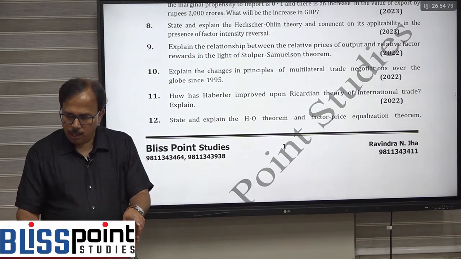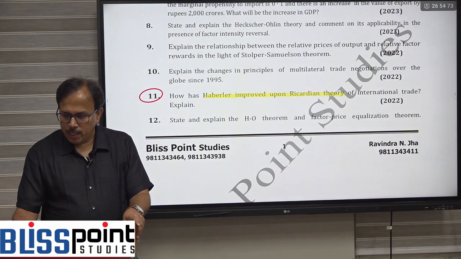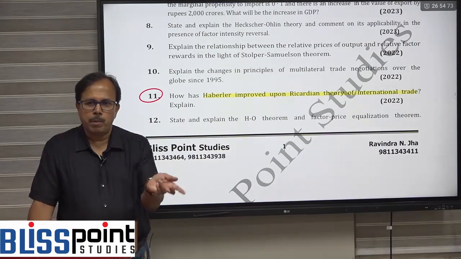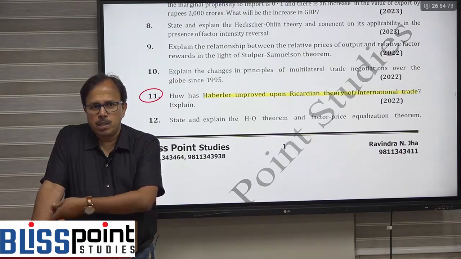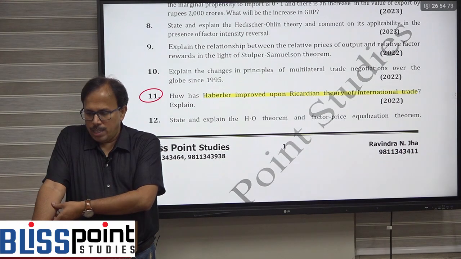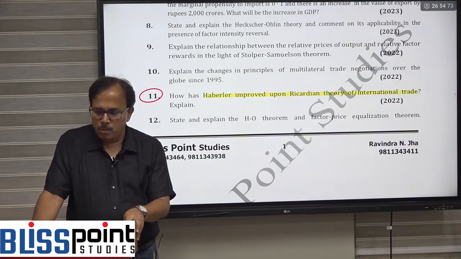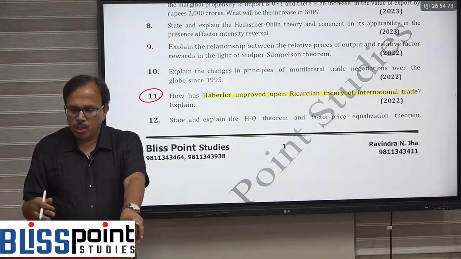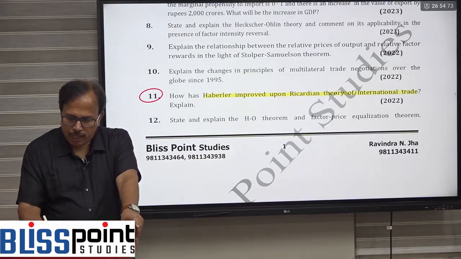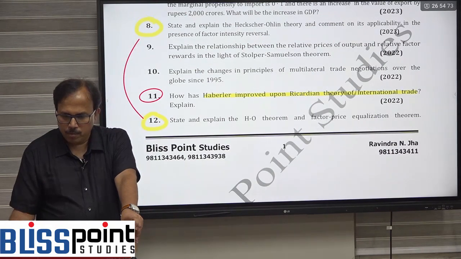This question you can find same. How has Haberler improved upon Ricardian theory of international trade? It was the same question in the optional, and also in economic services. State and explain the Archer theorem and factor price equalization theorem. So a lot of questions you will get, like question number 8 and question number 12. These 8 and 12 are in fact the same.